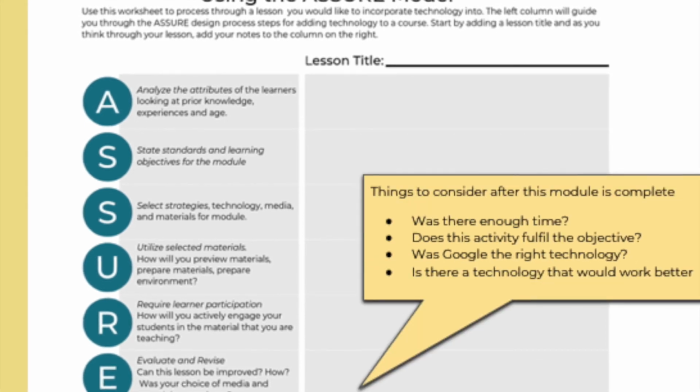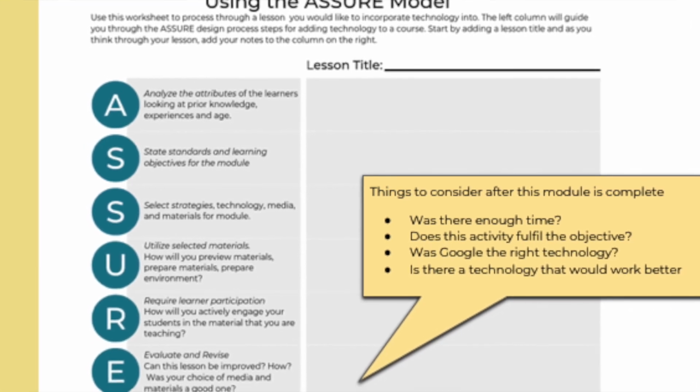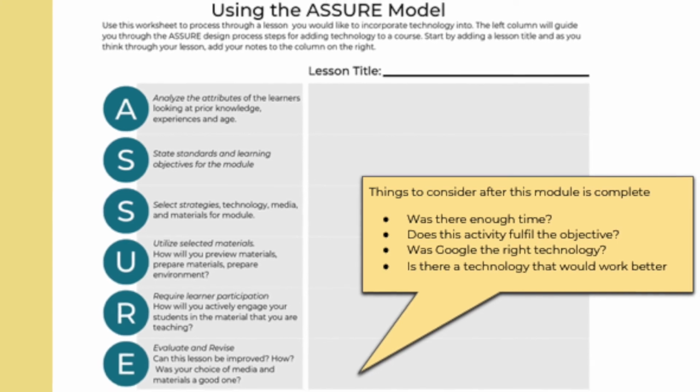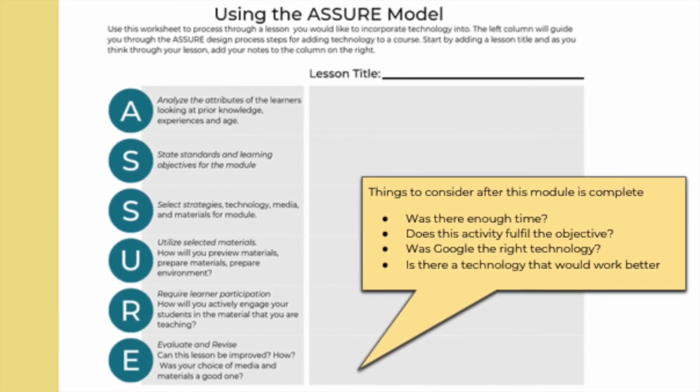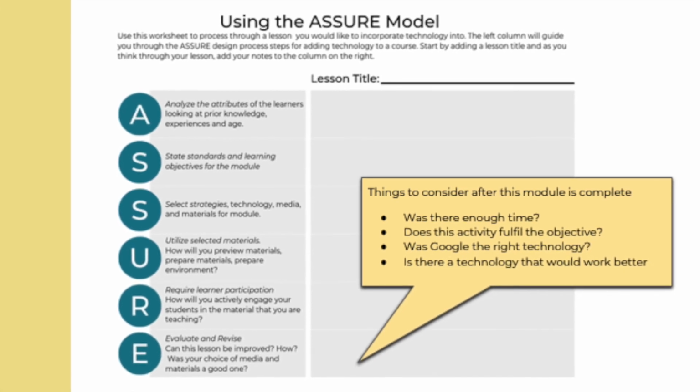The last step of the Assure model is to evaluate and revise. Things to consider are, were the media, technology, tool, and materials effective? How to determine whether or not a student met the objectives, and how to determine whether or not the instructor performance was effective.